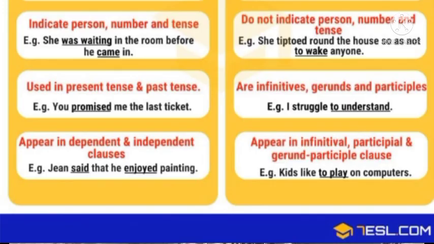So the fourth characteristic is that a finite verb is used in present tense and past tense. For example, you promised. Here it is used in the second form of the verb, past tense. You promised me the last ticket.